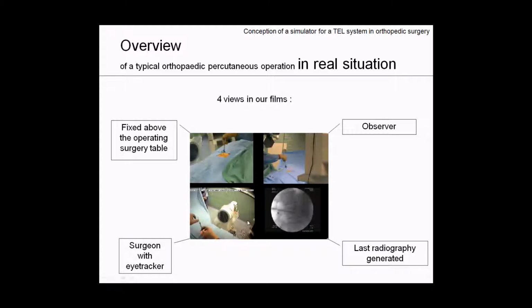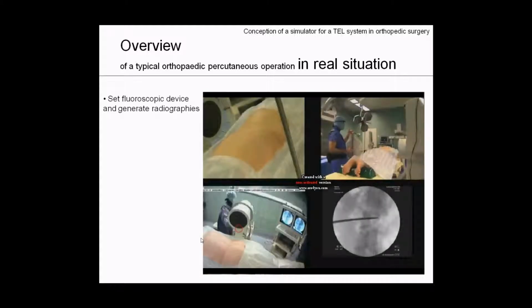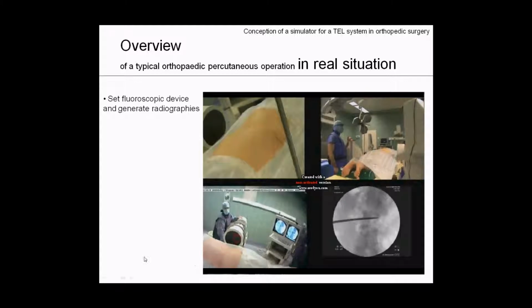The third is the surgeon with one eye tracker. And finally, we have a view with the last radiography generated. With this protocol, we identify some key activities for the learning. The first one is to set the fluoroscopic device and generate the radiography.